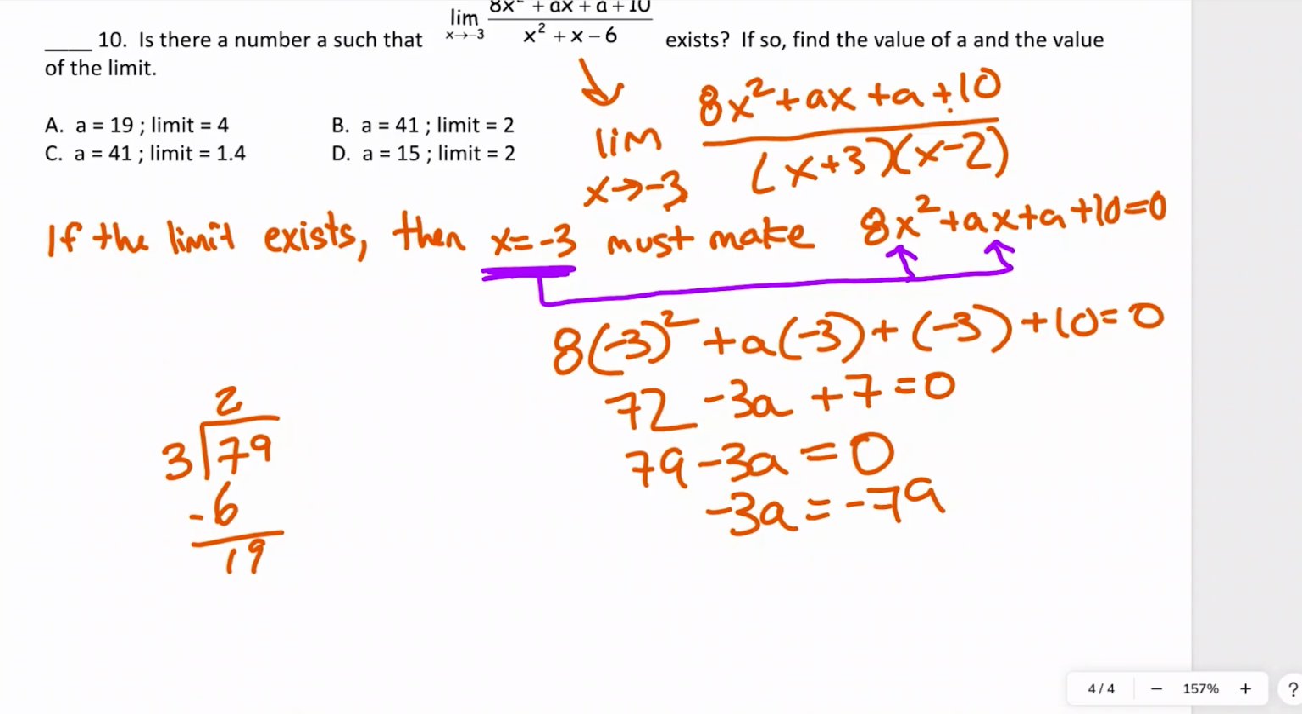Oh, you know what? I plugged in -3 here. That should not have gone there. That is an A.